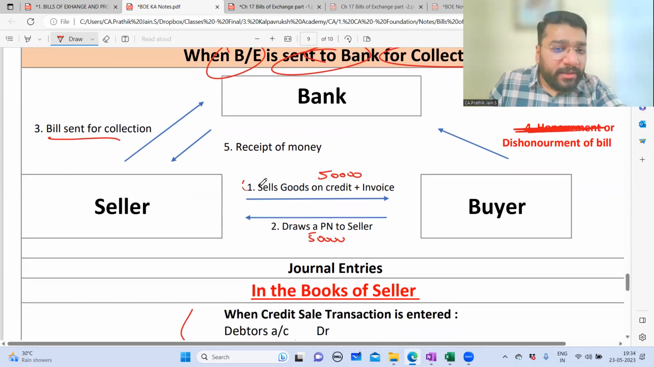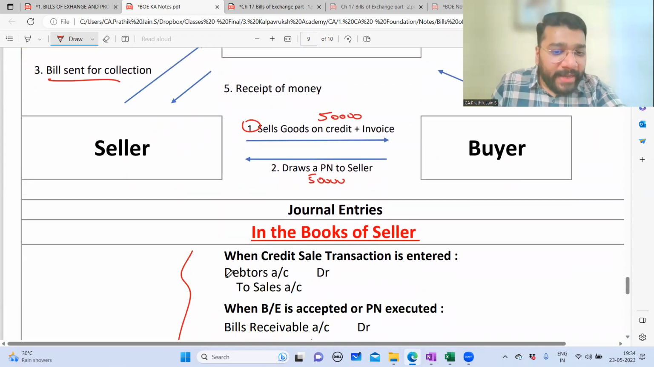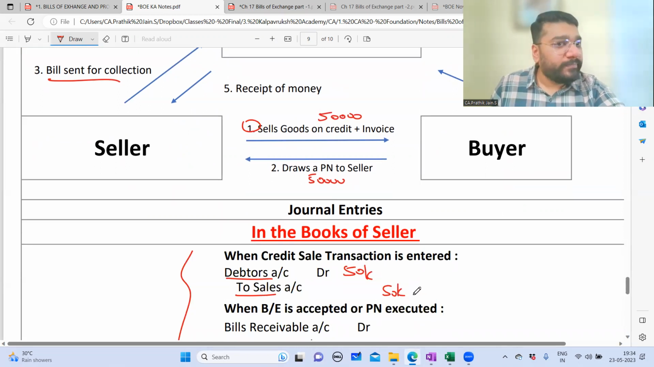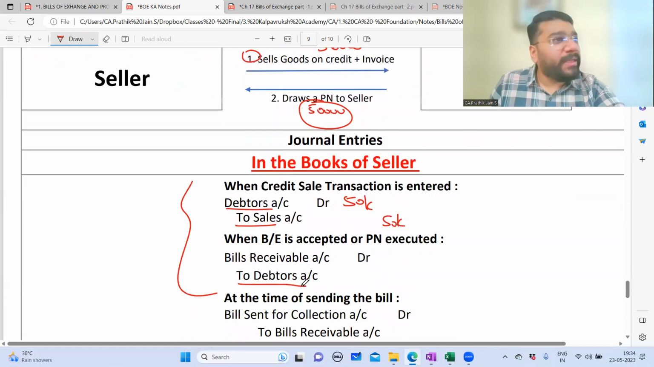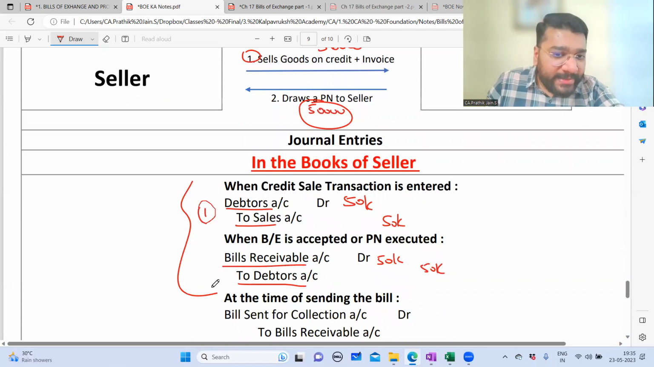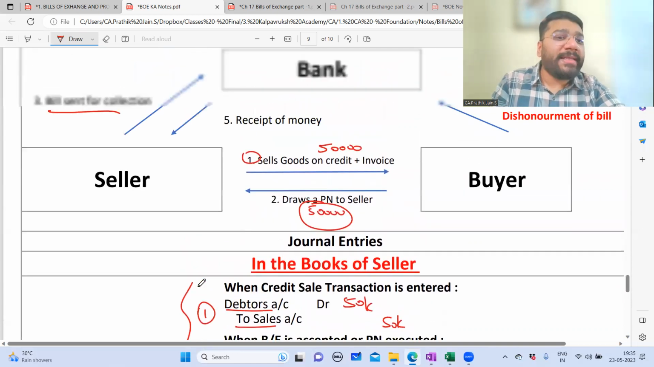So in the books of seller, the first entry will be what? Debtor to sale 50,000, 50,000. Okay. Then when the bill of exchange is accepted, you will cancel the debtor by giving a credit, and in place of that, a bills receivable is opened for 50,000, 50,000. So this is first transaction. This is second transaction.